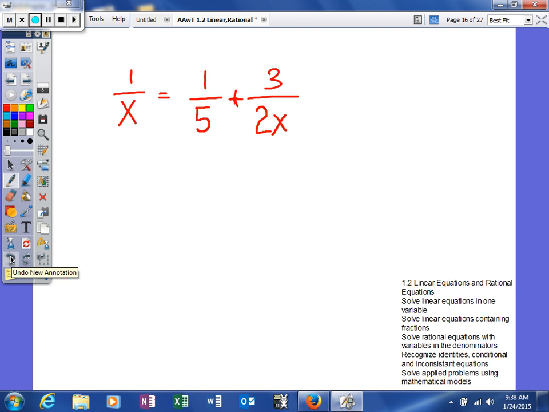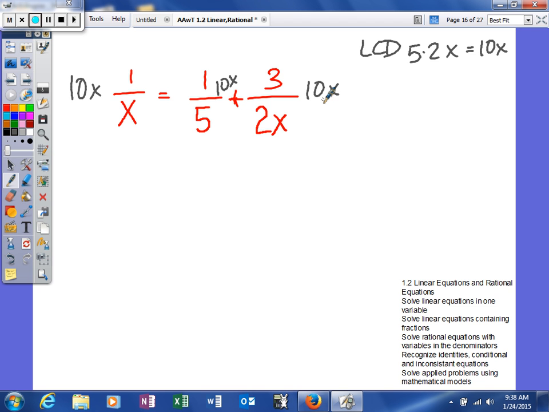The good news is we're going to do the same thing that we did on the last one, and that's to find and multiply everything by my least common denominator. So we'll play a little game. X, new. 5, new. 2, new. X, old. All right, so my least common denominator in this problem is 10x. So, just like I did in the last one, I'm going to multiply everything by 10x.